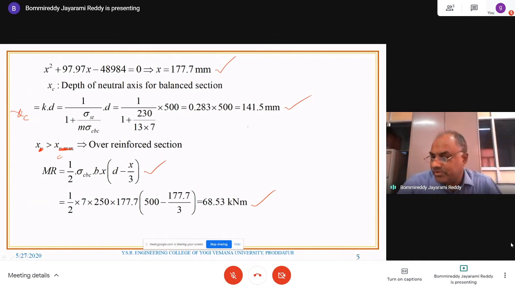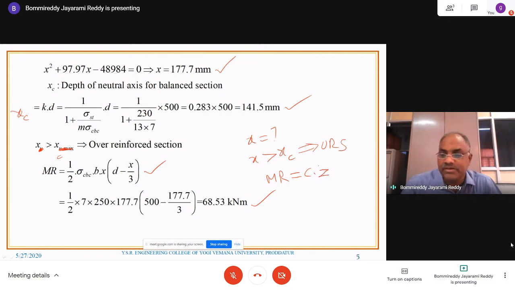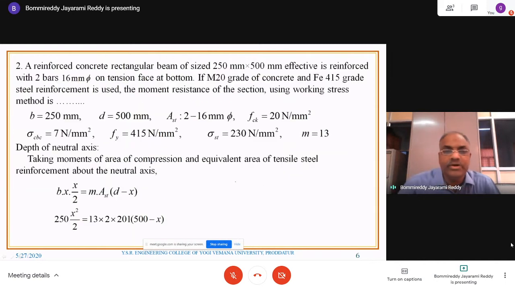So what is the procedure overall? First find out x value, and here x is greater than xc, then it is nothing but an over reinforced section. Then moment of resistance will be equal to C multiplied by Z. Then substitute appropriate values and get the moment of resistance of the section. Okay. Now let's go for another problem.